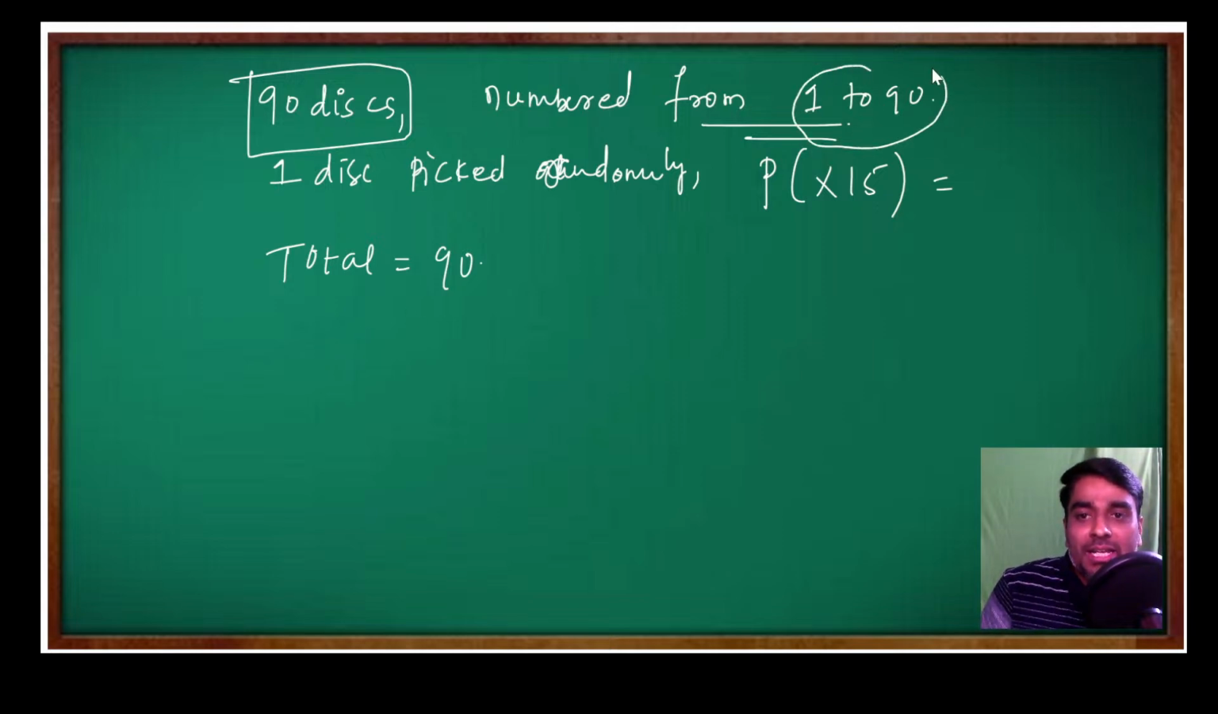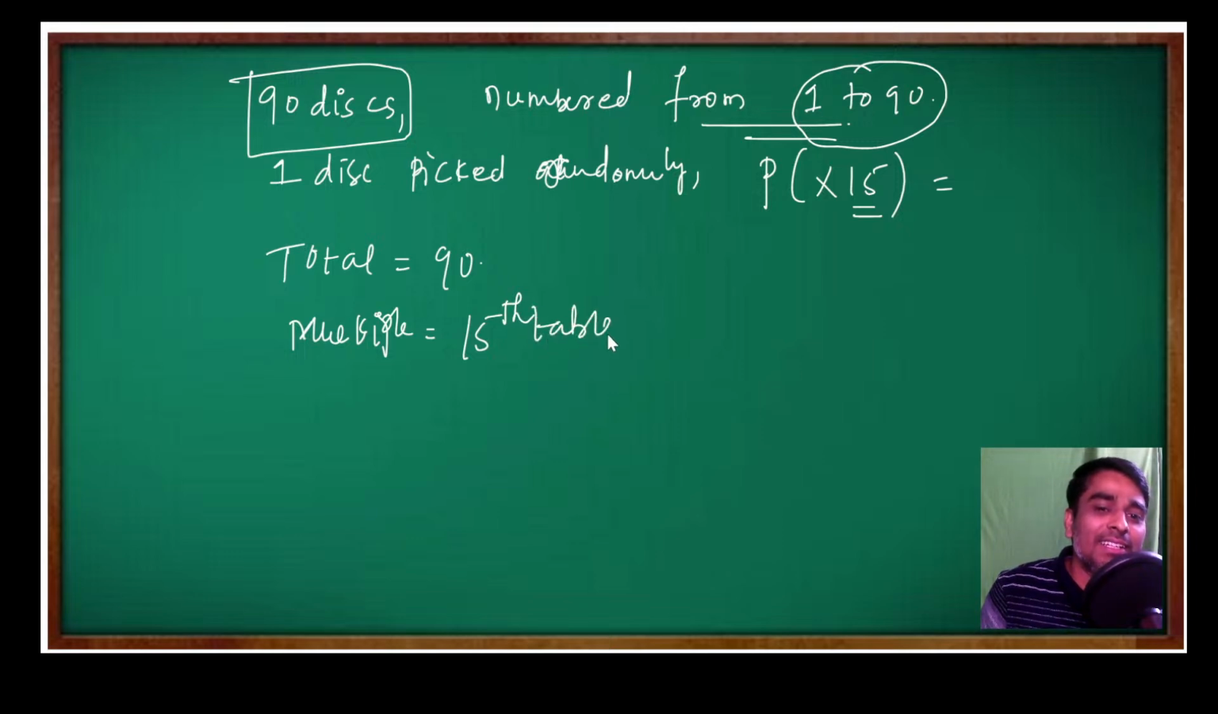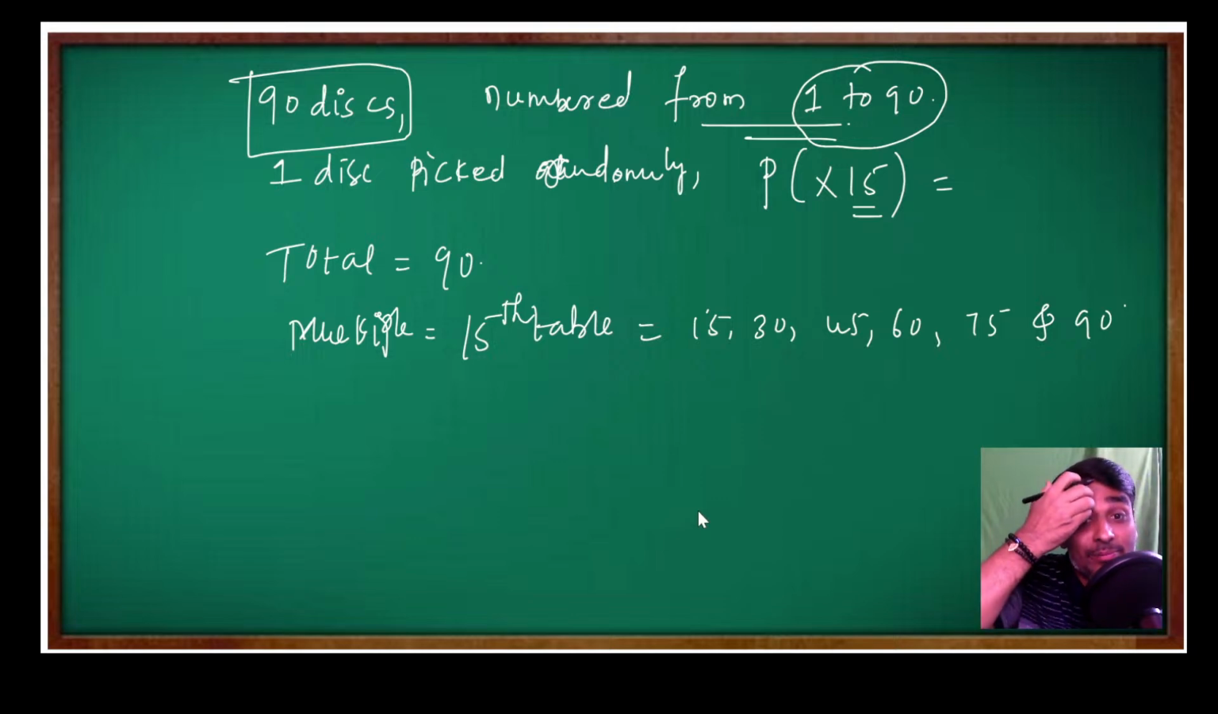In 1 to 90, just count the multiples of 15. What are multiples of 15? The 15th table. Simple. The 15th table is multiples of 15. So 15, 30, 45, 60, 75, the last one, and 90. Very simple. How many are there? 1, 2, 3, 4, 5, 6.